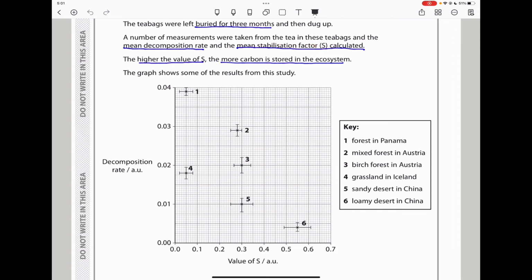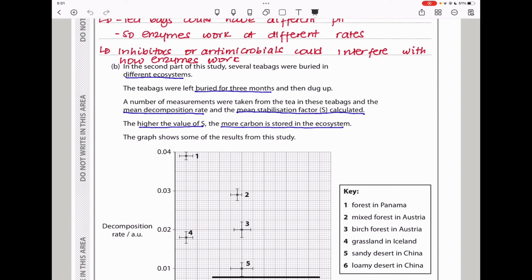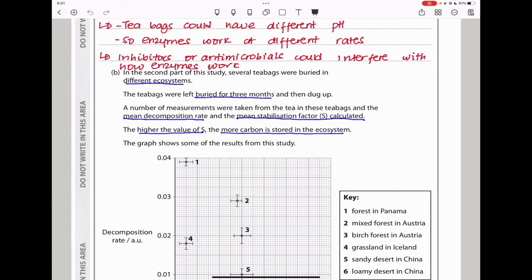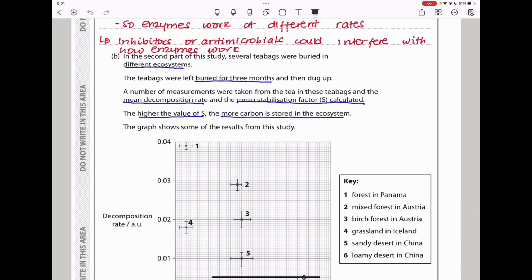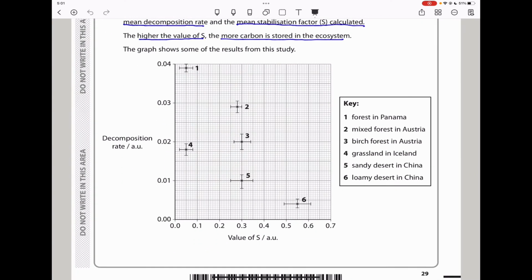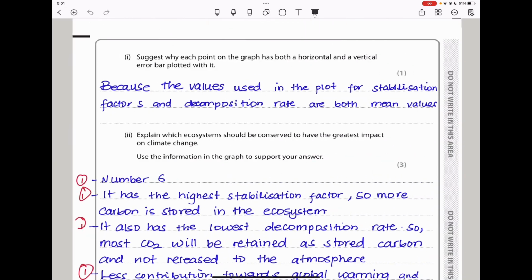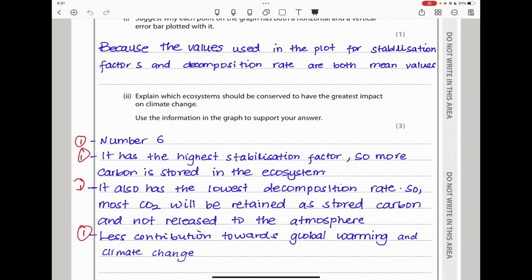We want to know which sample is going to cause the greatest impact. Remember, this experiment, I want to go back here. They say the tea bags were buried for 3 months and then dug up. A number of measurements were carried out. We are trying to find how much of these substances are contained within a specific ecosystem. So I'm going to try to explain why I chose number 6.